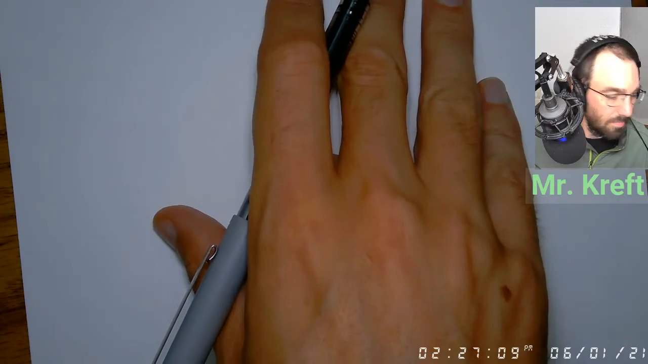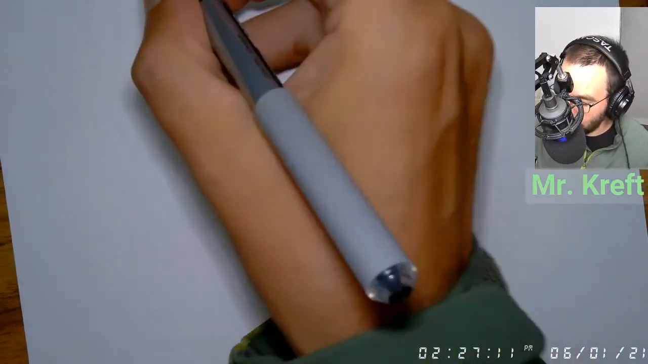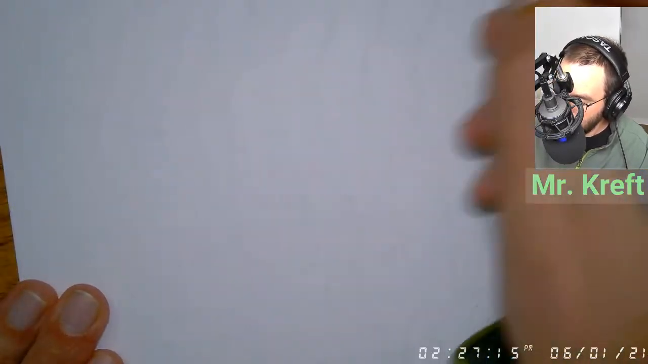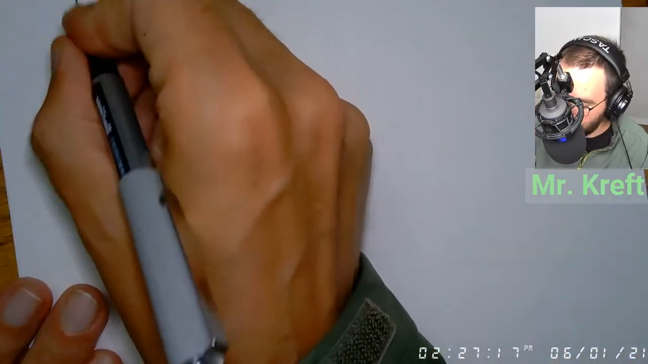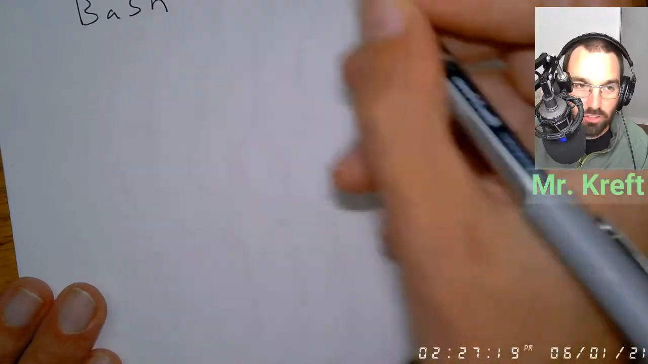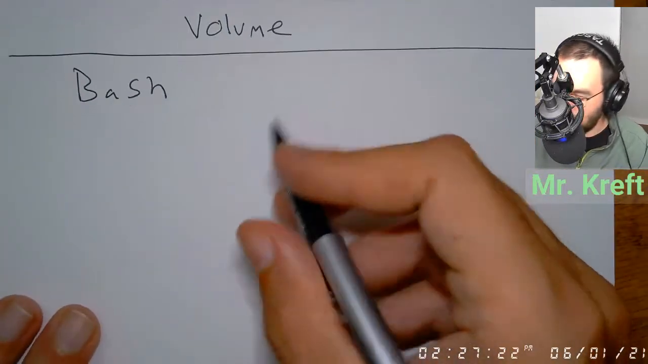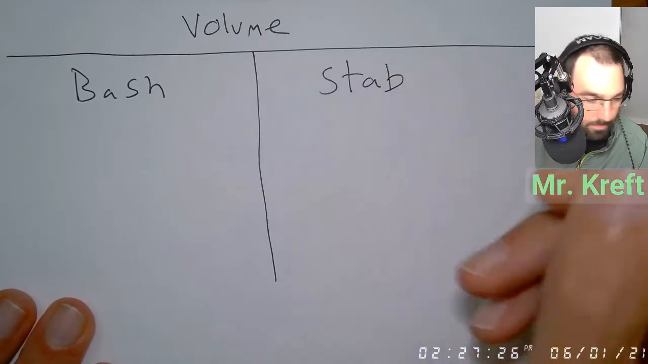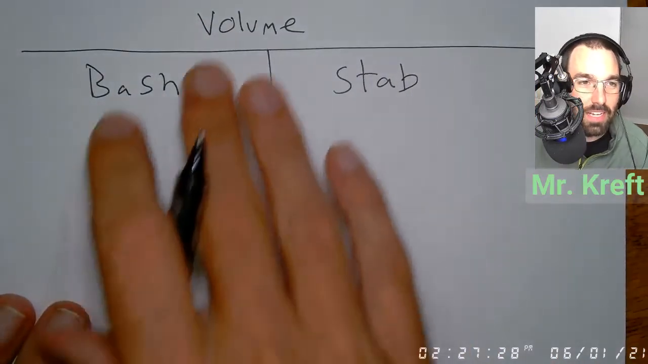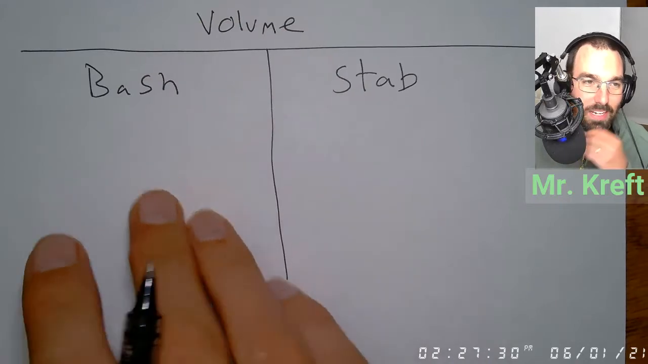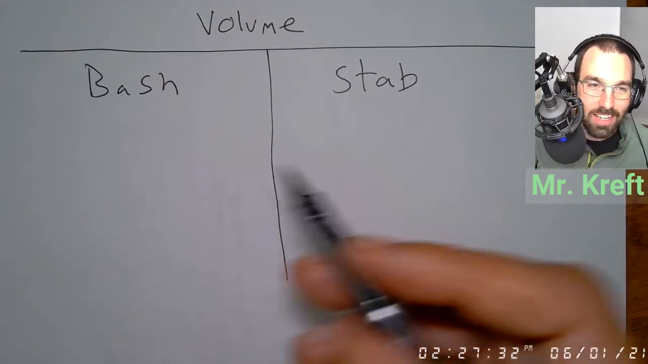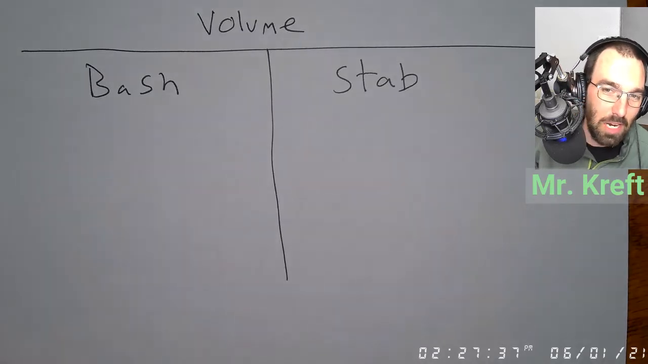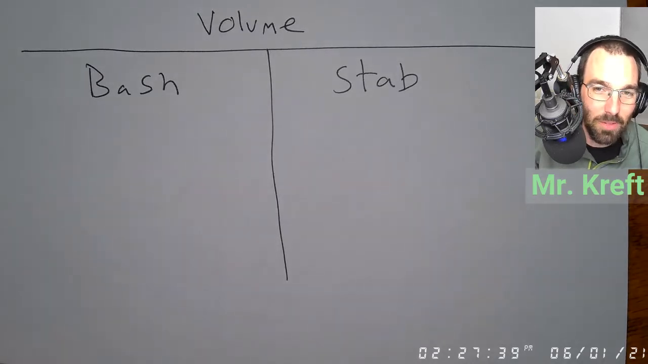The table is going to look like this. At the top, let's just write volume. Then we're going to have shapes that bash and shapes that stab. Now, again, you might think, crap, there's got to be another way. Why are you making this so violent?